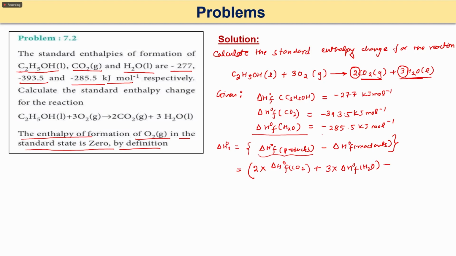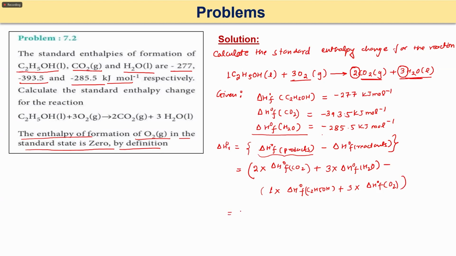Now we will take it separately for the reactant side. So in the reactant side, we have 1 mole of this ethanol. So multiplying 1 with the enthalpy of formation of ethanol. Okay, and then 3 moles of oxygen. So 3 into the enthalpy of formation of oxygen. Okay, so this is what we have to calculate.